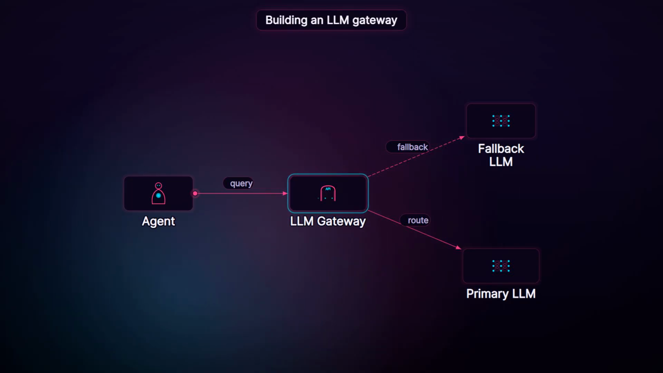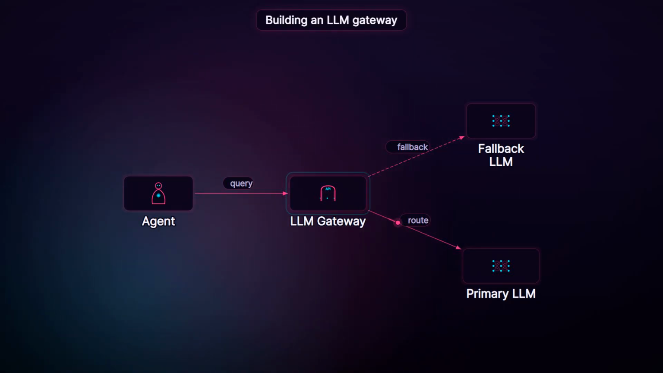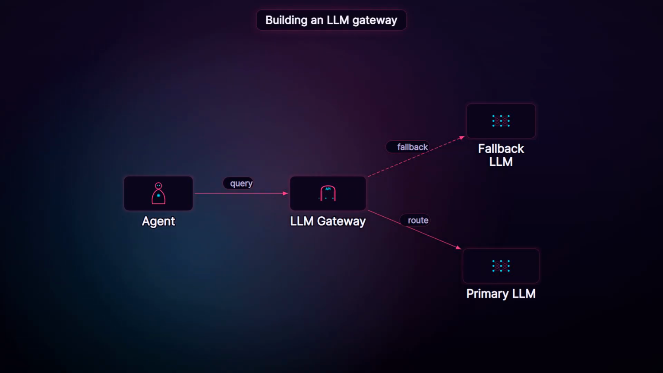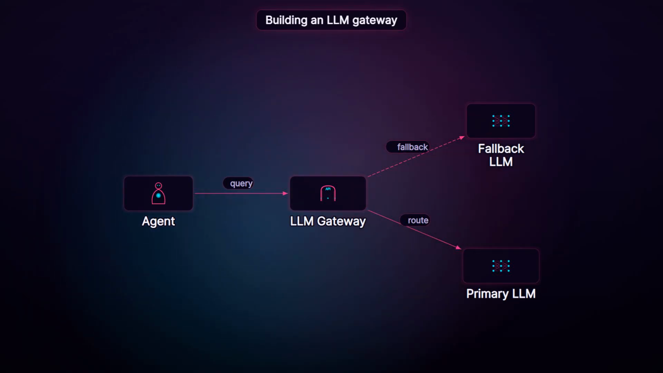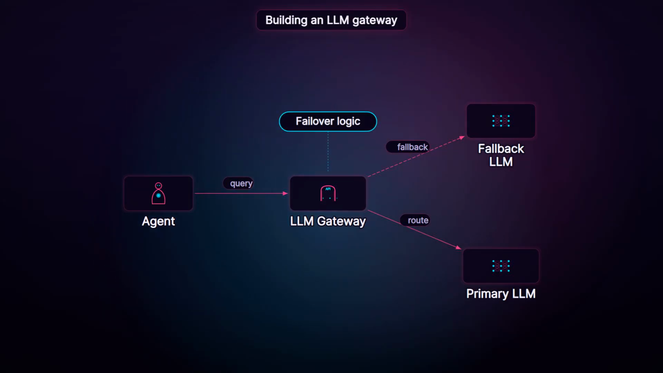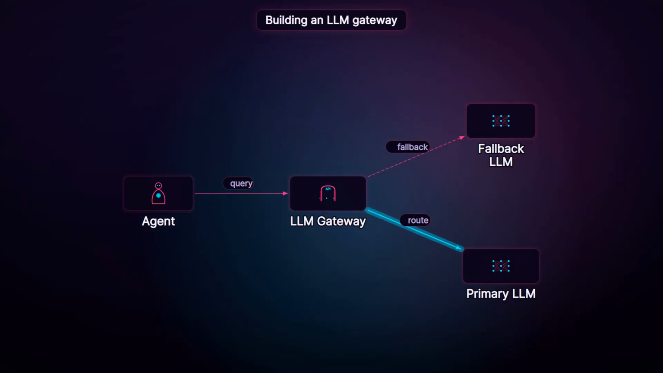This routing and fallback pattern is exactly how API gateways like Kong and Envoy work, but for tokens and LLMs. The LLM gateway sits between the agent and the models, forwarding each query to the right destination. When the primary model can't handle the request, maybe it's over budget or too slow, the gateway detects the failure and reroutes to the fallback seamlessly. Kong does this for API requests, Envoy does it for service meshes.